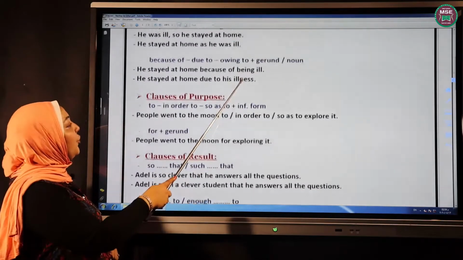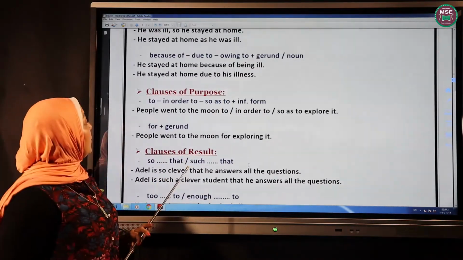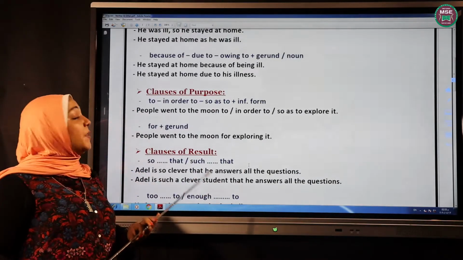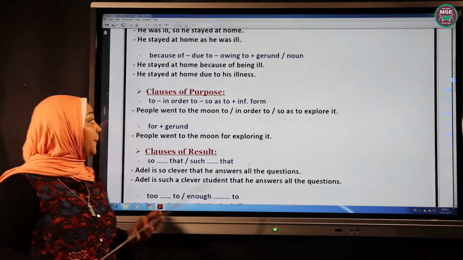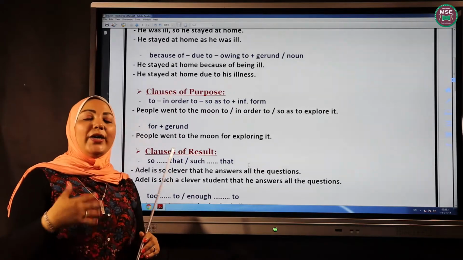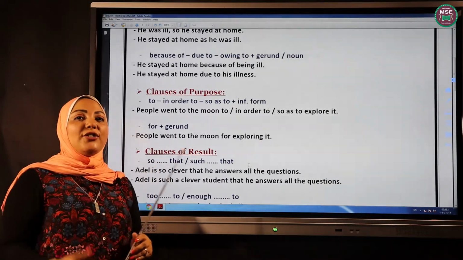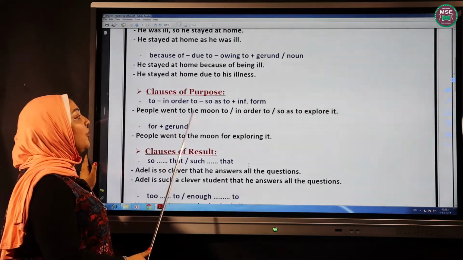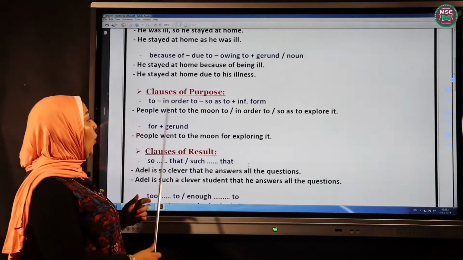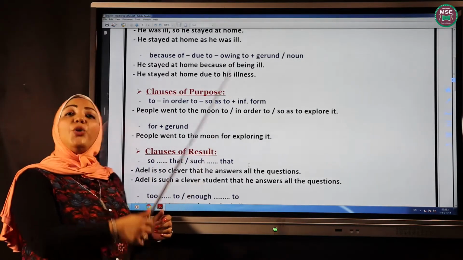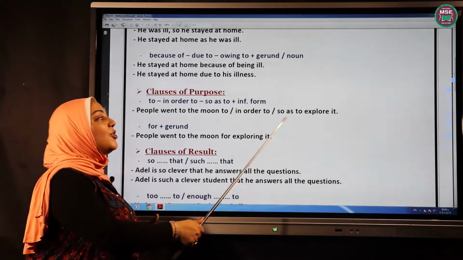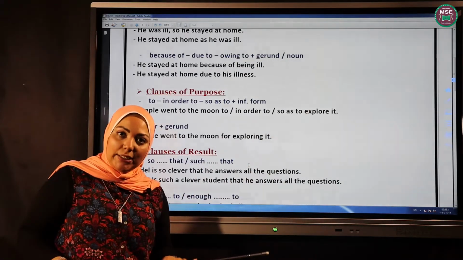Now we will move to another type of clause, which is the clause of purpose. Purpose is somehow like the target. We can use it through the words to, or in order to, or so as to. For example, people went to the moon. Why? To explore it. Or people went to the moon in order to explore it. Or people went to the moon so as to explore it.